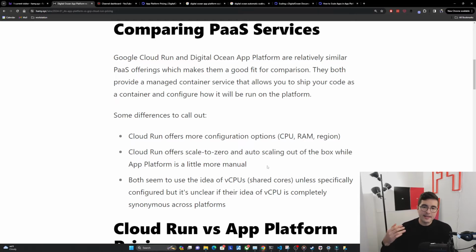And the last thing to call out is maybe not a difference, but a potential difference. Both of them use the idea of vCPUs, which in most cases means you're on a shared machine. And this means that you could have a noisy neighbor problem. It seems like most of these implementations use similar versions of vCPU, but it's hard to totally tell if each platform's definition of CPU is the same. And so we're going to be comparing them as if they're the same kind of shared core vCPU, but there is a possibility that they're just not. So those are the main differences to keep in mind as we go into pricing.